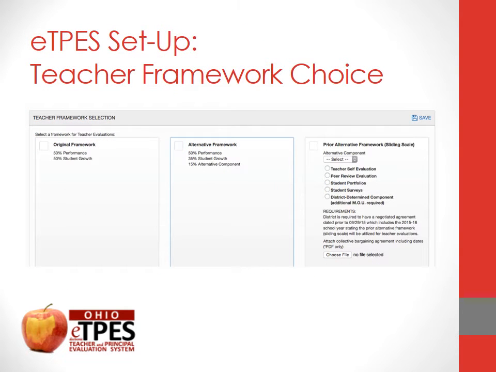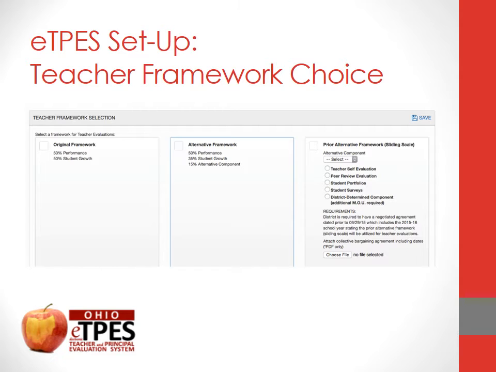There is an available choice for teacher evaluation framework. The principal and the school counselor evaluation frameworks will follow the one available state framework for each evaluation system. The available framework choices for teacher evaluation are to use the original framework, the alternative framework, or the sliding scale framework that was in place previously.